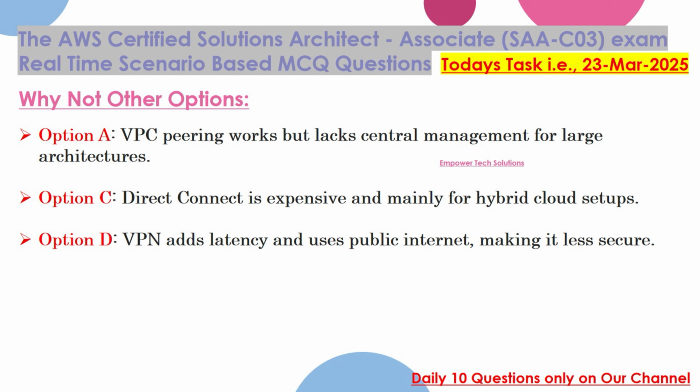Why not other options? Option A, VPC peering works but lacks central management for large architectures. Option C, Direct Connect is expensive and mainly for hybrid cloud setups. Option D, VPN adds latency and uses the public internet, making it less secure.